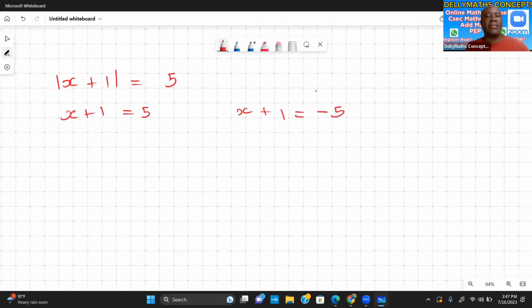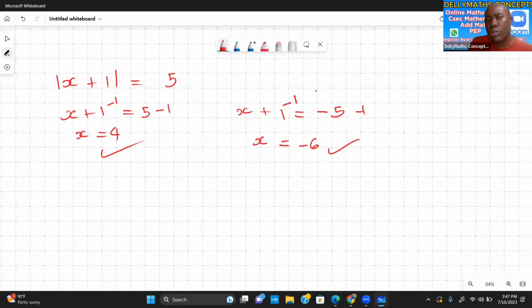So this could give us two responses. What we want to do is to solve this ordinarily. Let us take away 1 from both sides here. So x could equal 4, and that's an answer. From this angle, subtracting 1 from both sides, x is now equal to -6. So if we're solving the absolute value of x plus 1 is equal to 5, the two responses are that x could be 4 or x could be -6.